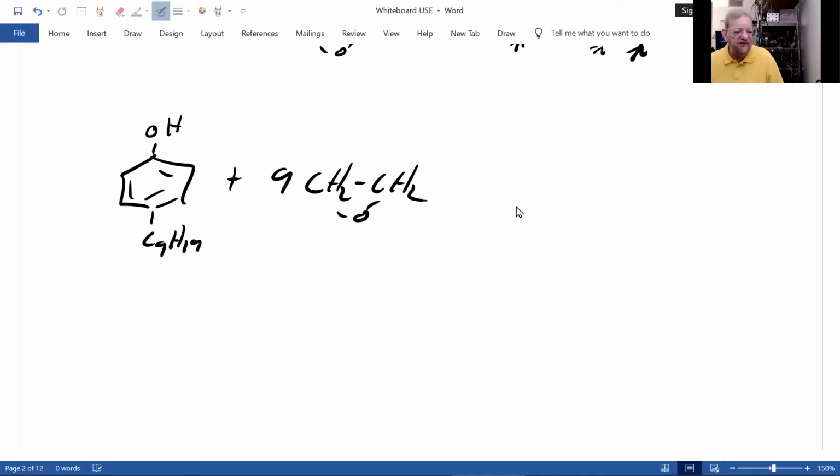Now, this is just an R group like methyl or ethyl, but it's got 9 carbons and a lot of hydrogens. That's called a nonyl group. Oh, wait, we got a benzene ring. But will benzene react with ethylene oxide? And the answer is no. And with that, I'll let you try this one on your own first. Then I'll do it.